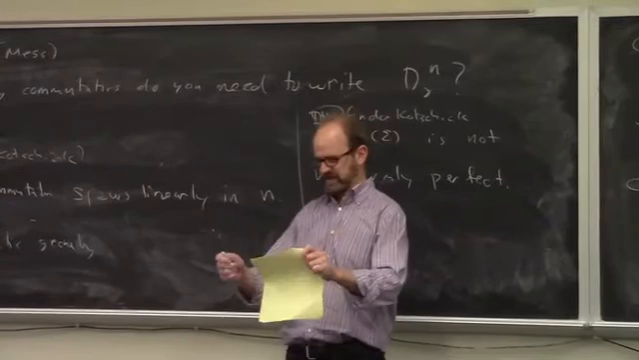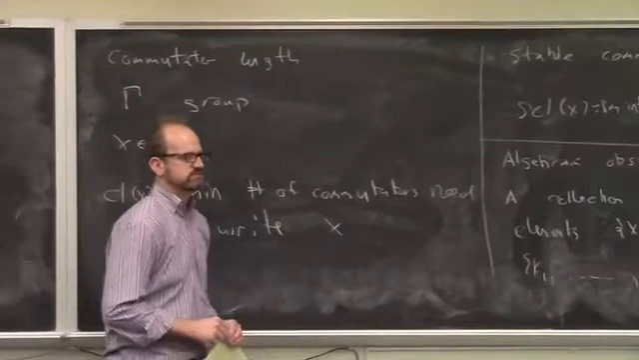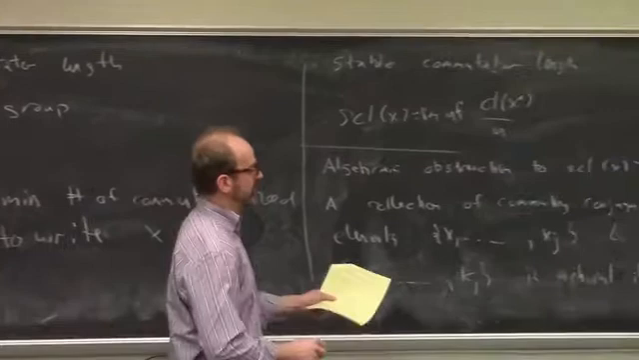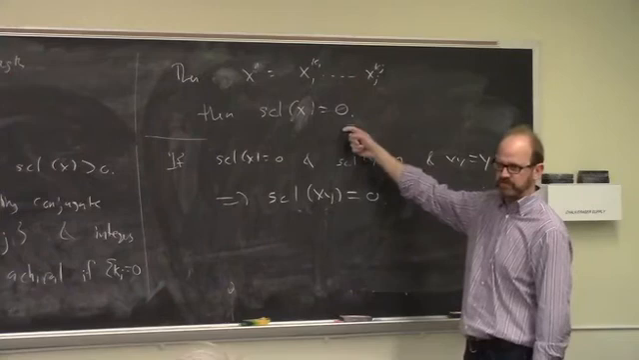When you take powers, you want to be able to commute them, to write them as a single commutator. I see. So the commutator length of the sequence of powers could still grow, but sublinearly, or it's actually going to be bounded. Yeah, so what happens in both these cases is that the commutator length is bounded. The commutator length of x to the n in this case is strictly bounded.